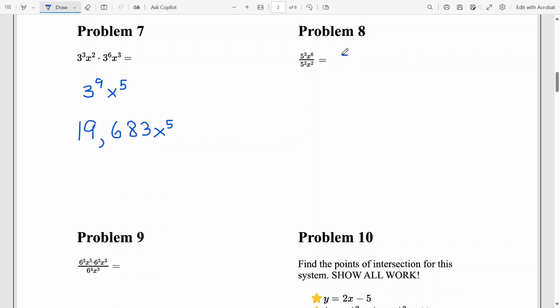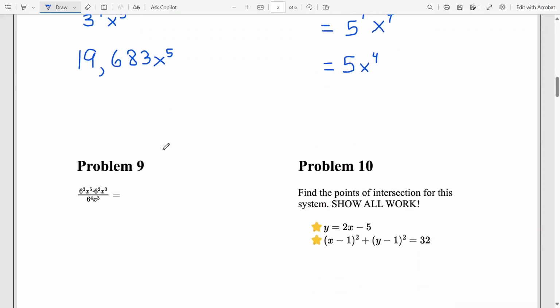So this is going to simplify. We're going to subtract the exponents here. So it's going to be 5 to the 3 minus 2 power times x to the 6 minus 2 power. So 3 minus 2 is 1. So we have 5 to the 1st power times x to the 4th power. Well, 5 to the 1st power we can just write as 5. So we have 5x to the 4th power. Problem 8.